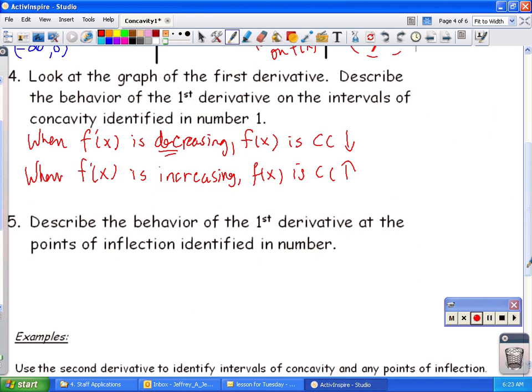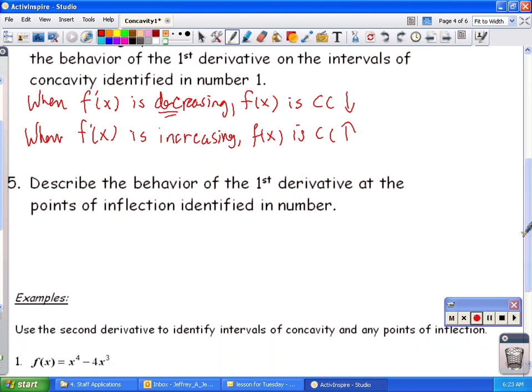So describe the behavior, number 5, of the first derivative at the points of inflection identified in the original number. So we said the first derivative has a local max or min at a point of inflection on f of x.